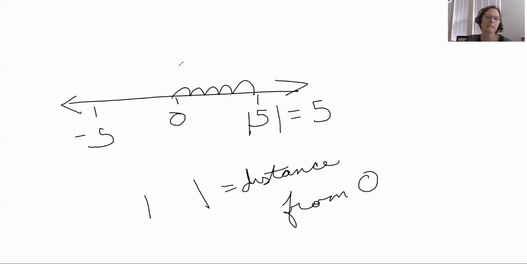Now, how far away is negative 5 from 0? 1, 2, 3, 4, 5. The absolute value of negative 5 is also 5. It's just the distance from 0. Let's review something else about absolute values.